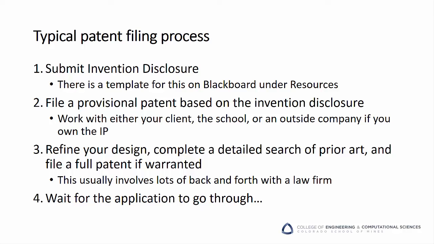The typical process for filing a patent goes something like this. First, prepare and submit an invention disclosure. There's a template for this on Blackboard under Resources. As part of this invention disclosure, you'll be asked to do a basic patent search and really try and clarify what it is you think is unique and patentable. Next, file a provisional patent based on the invention disclosure you created. You can work with either your client, the school, or an outside company if you own the IP.